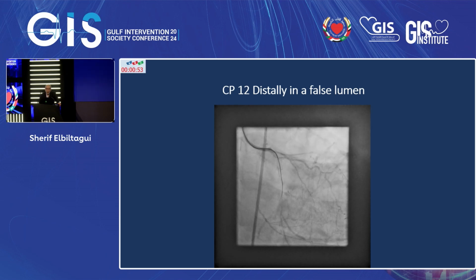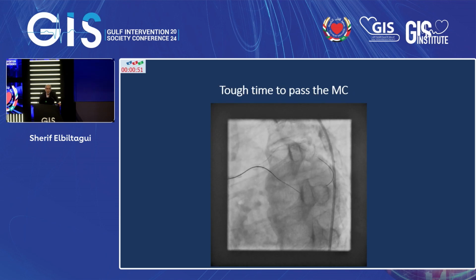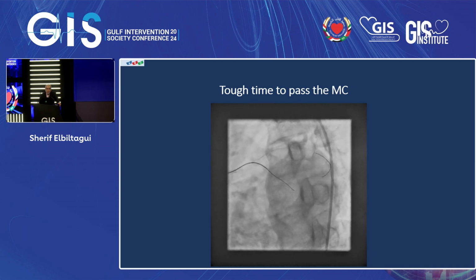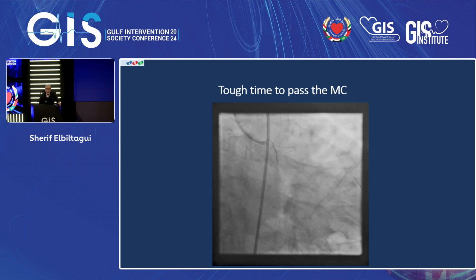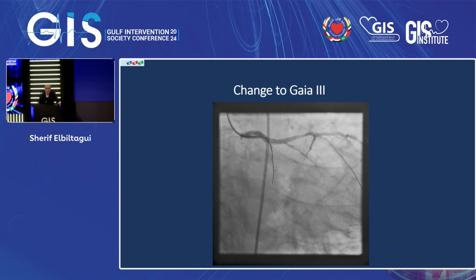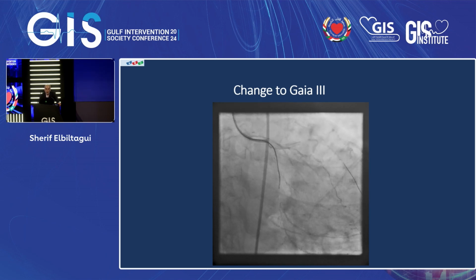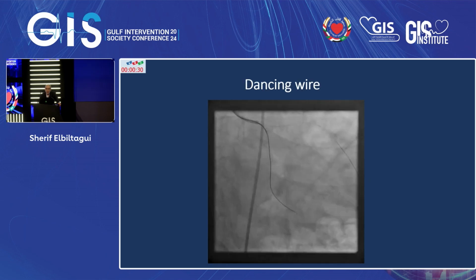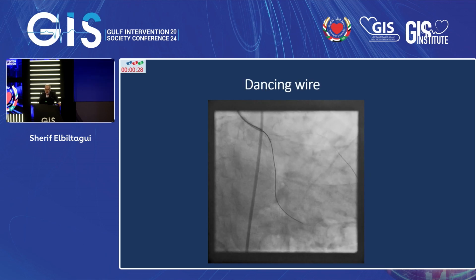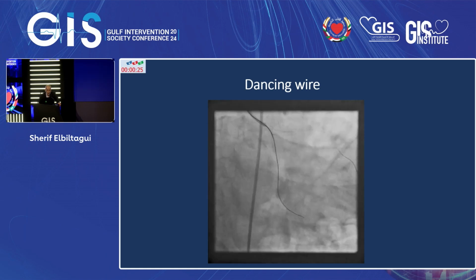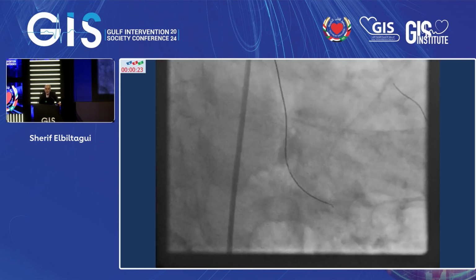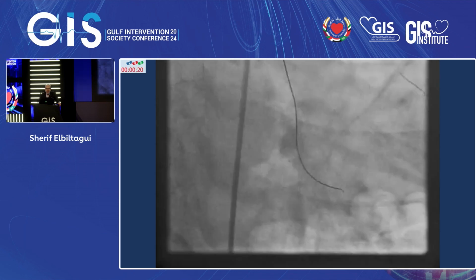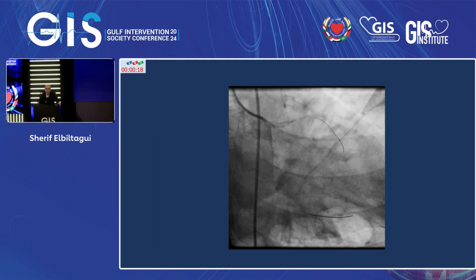In the second CTO, as you see, I had to change to another wire, but I had to pass the microcatheter through the struts first. With great difficulty, I could pass it enough to change into a Gaia Third, which passed again into the occlusion, the false lumen. So by directing the Gaia towards the true lumen, suggested by the dancing behavior of the wire, as you see, and confirmed by angiography.